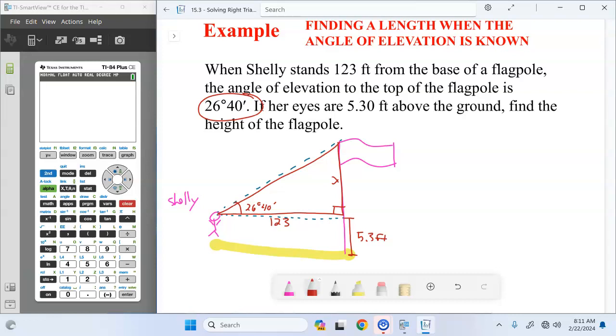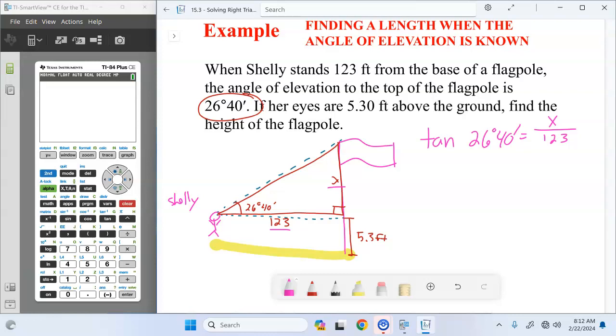Sine uses what two sides? Opposite and hypotenuse. Do we know the hypotenuse? No. Cosine uses what two sides? We have our opposite side and we have our adjacent side. So we have to use our tangent. Tangent of our angle will equal the opposite side over the adjacent side.